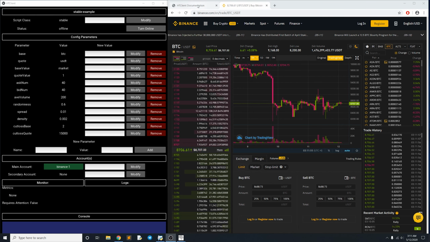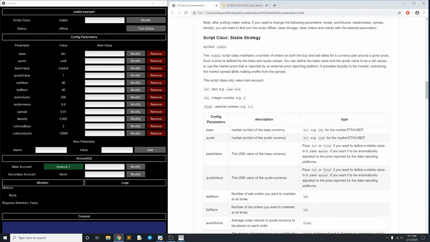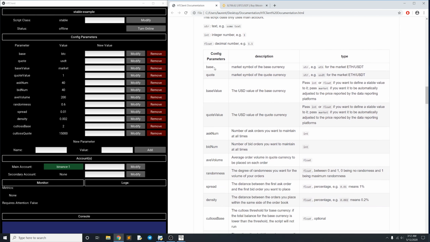Okay, so let's look at the unique parameters for this script class. So base, quote are the same as for maker. Base value is the USD value of the base currency. So here, for example, on the Bitcoin against USDT market, I'm going to input a market parameter value for base value, meaning that I'm going to match the price on CoinGecko. For quote value, however, since it's USDT, I'm just going to input 1.